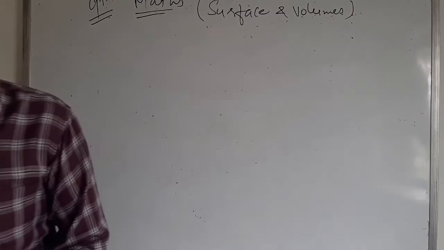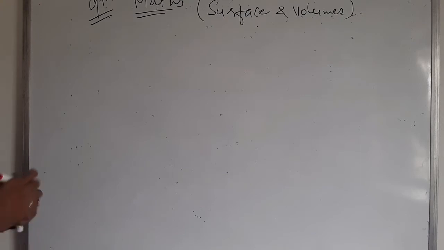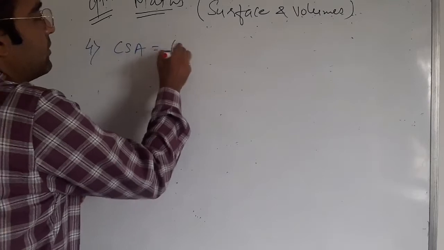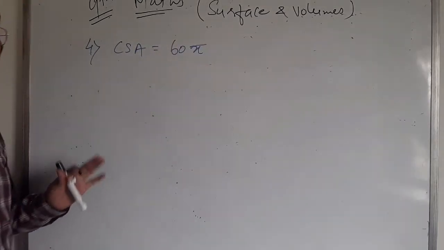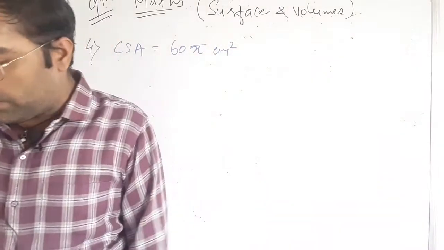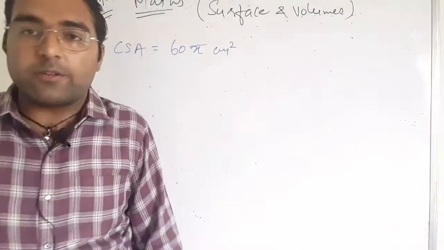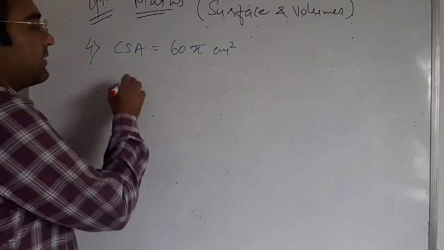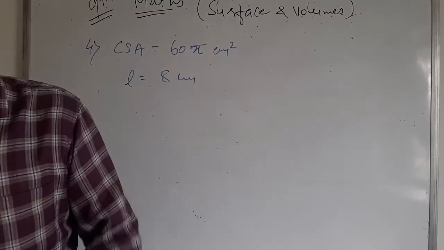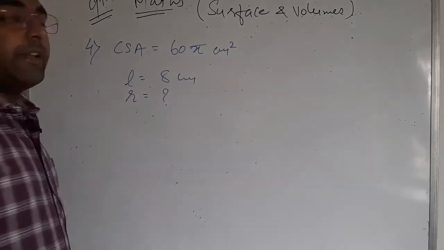The curved surface area of the cone is 60 pi centimeter square, given as 60 pi cm². The slant height of the cone is 8 centimeter. Now find the radius of the base.